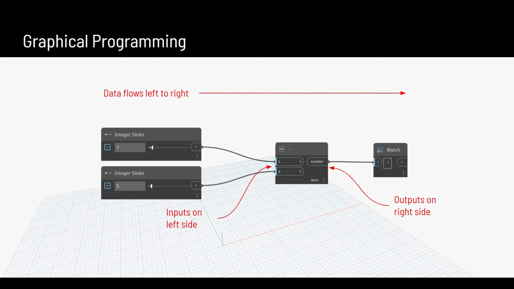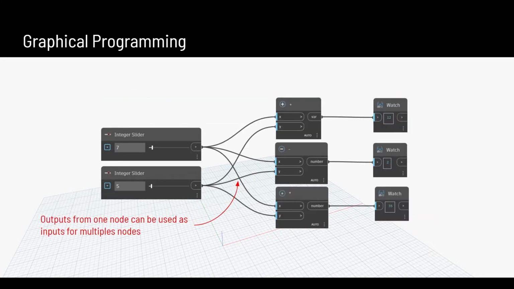So if I have an input here where I can put integers for 7 and 5, the data flows through the wires to this subtraction node, and then I can get the result out. So 7 minus 5 equals 2. The inputs come in from the left side, the outputs go out on the right side. And you can also connect the outputs from one node to multiple other nodes, so you can reuse this data many times. I can do addition, subtraction, and multiplication on all those things without having to rewrite the same numbers over and over again.